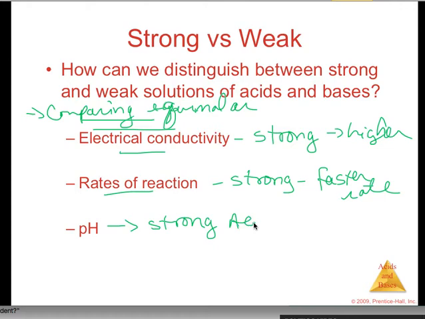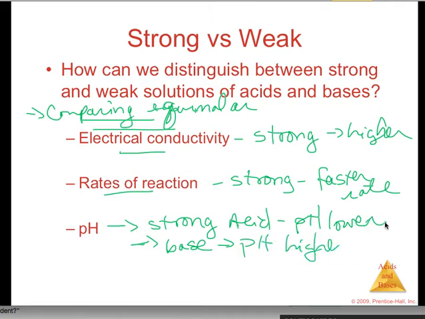for a strong acid, the pH will be lower. For a strong base, the pH will be higher, more basic. Again, because of that fully ionized or dissociated versus the partially for the weaker acids and bases.